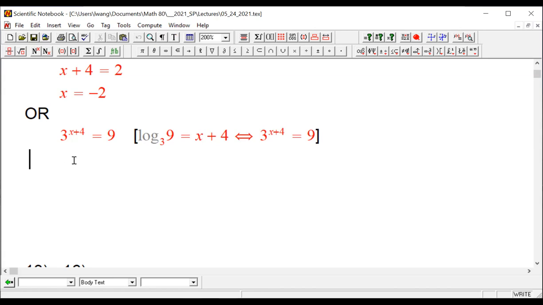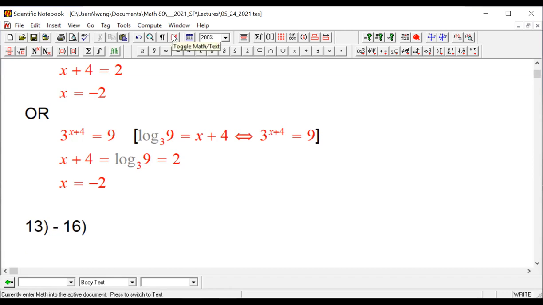right? So by using the definition, we get x plus 4 equals log base 3 of 9. And log base 3 of 9, of course, we know equals 2. So in the end, we still get x equals what? -2. So using either way, we will get what we need.